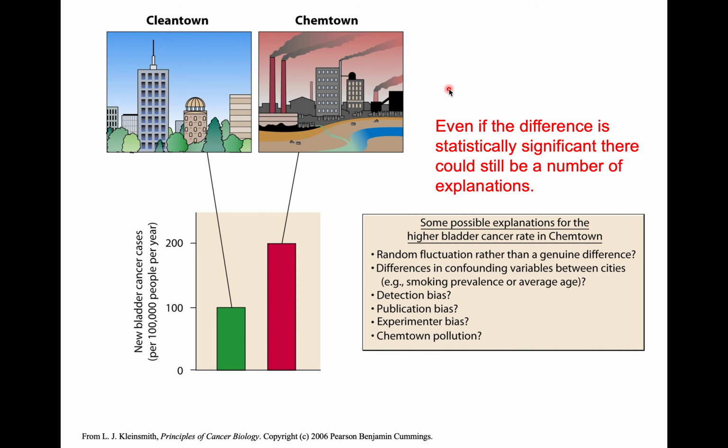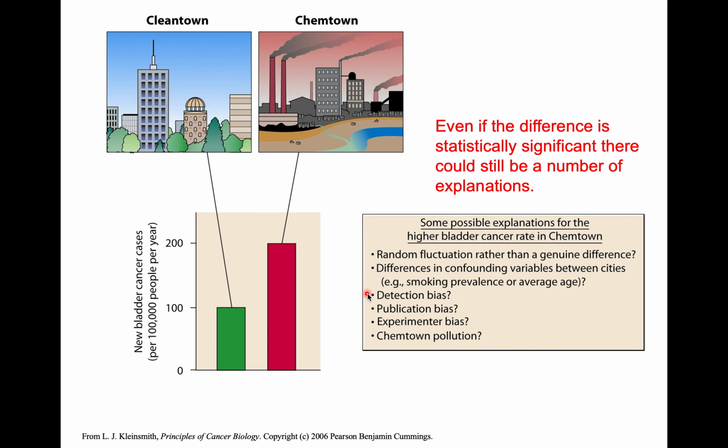So for sure you're going to want some statistics, but even if you can show that difference is statistically significant, it's still possible there could be quite a few other explanations. And this is always an issue in epidemiology, is there's quite a lot of different biases, for example. So there's what's called detection bias, publication bias, and experimenter bias. Let's just say detection bias is, well, what is the detection method they're using for bladder cancer and how many people are being screened.